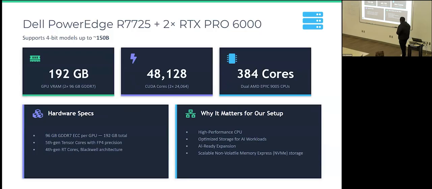And for the PowerEdge, we have about 192 gigabytes of RAM. It's got roughly 8,000 cores split between two CUDA GPUs. And we also have 384 cores for the processing. It matters for our setup because, again, we have high performance, and it's also optimized for storage and for the kind of AI work that we want to do. And of course, it's scalable as well.